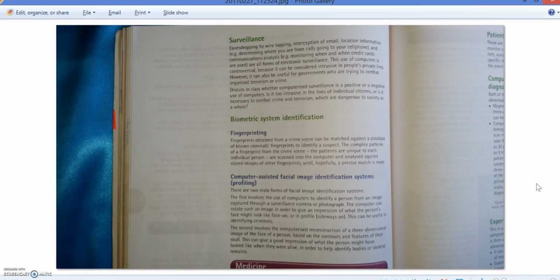Biometric systems identification. So here we have fingerprinting. It's usual when there's a crime that the law enforcement personnel, the detectives and so on, come in and dust for fingerprints. And these fingerprints now would have to be scanned in and compared to a database of known criminals' fingerprints. So if there's a match, then we've identified the person who was at that location. However, some persons' fingerprints may not actually be on the database. Sometimes as well, there's a certain percentage error so that it may not actually be the same person's fingerprint.